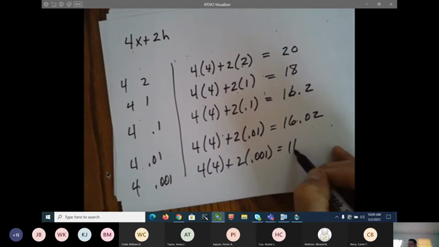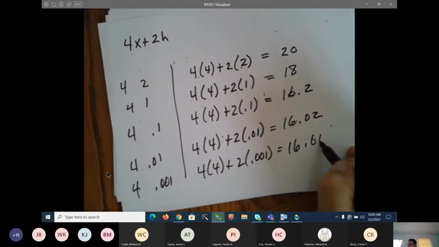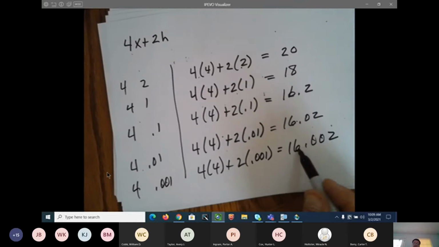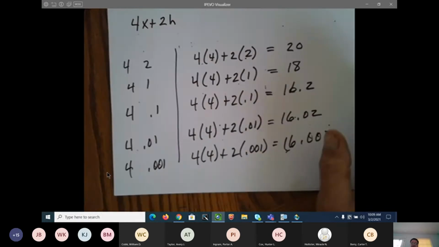It's going to be 16.002. It's converging on to 16, and that's what they're trying to get you to see.